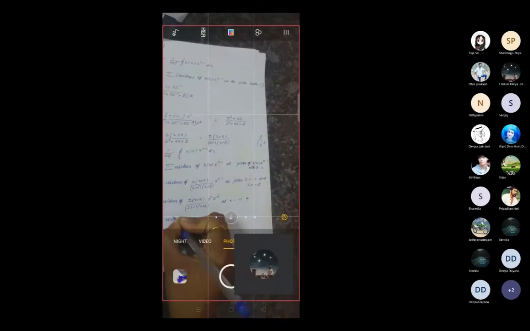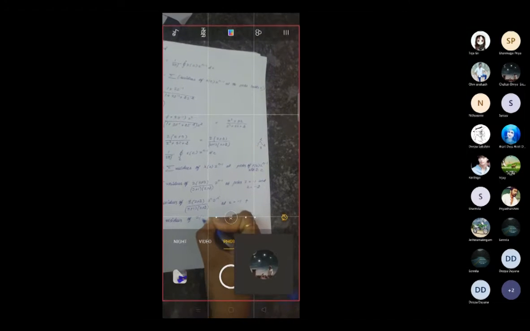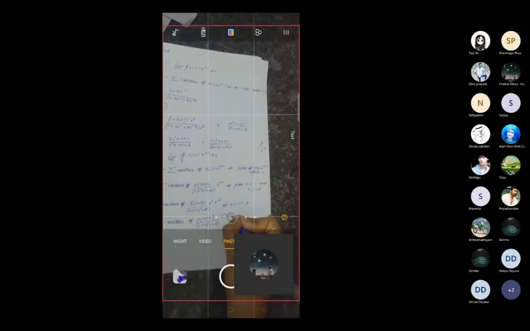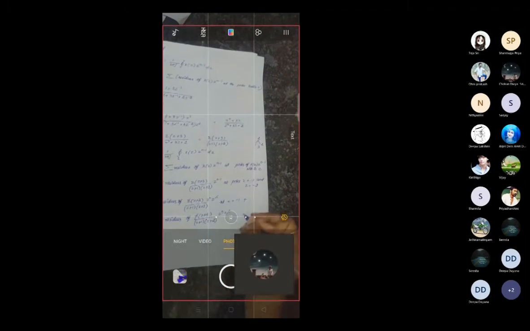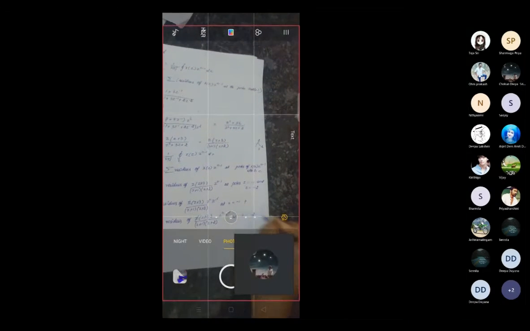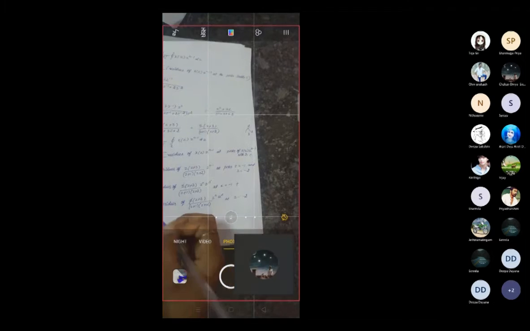So residues of z into z plus 3 divided by z plus 1 into z plus 2. This also you can split and write like this. Z and z inverse will get cancelled at the pole value z equal to minus 2. So for this, first you have to find out your corresponding residue value.